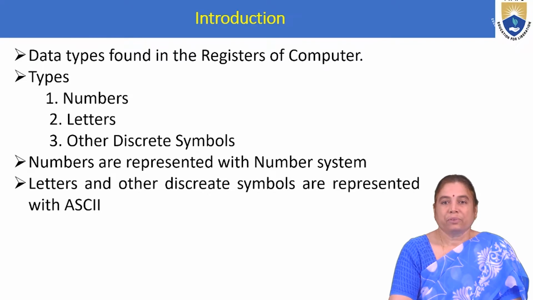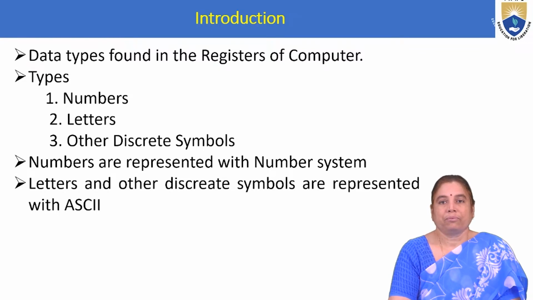Data types can be found in the registers of a computer. In a programming language, while defining a variable, various types of data can be used. Depending upon what type of value is stored in that particular variable, the data type of the variable can be defined, like int, float, char, string. So various data types can be used.